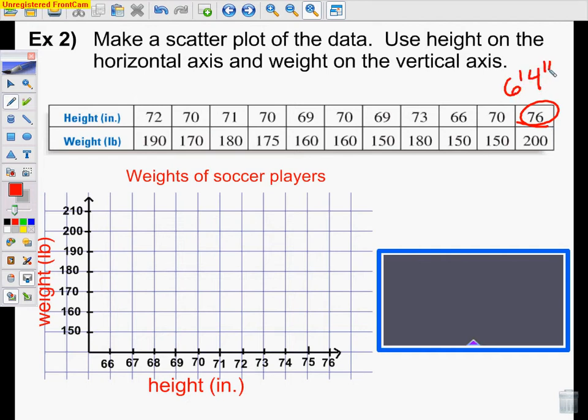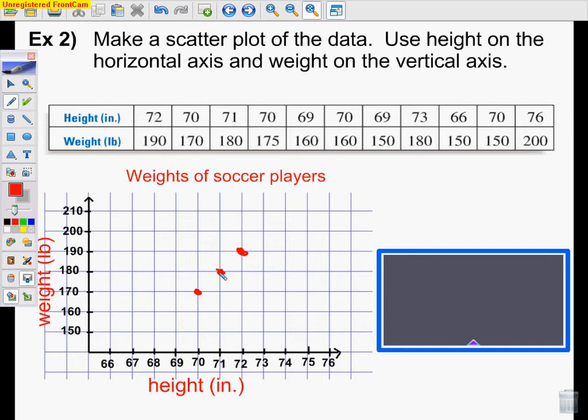Good. Here, let's plot our points. Notice we have labels for our x and y axis. The person that is 72 inches tall weighs 190 pounds, so we'll put them here. The person 70 inches tall is 170, so we'll put them here. The person 71 inches tall, 180.